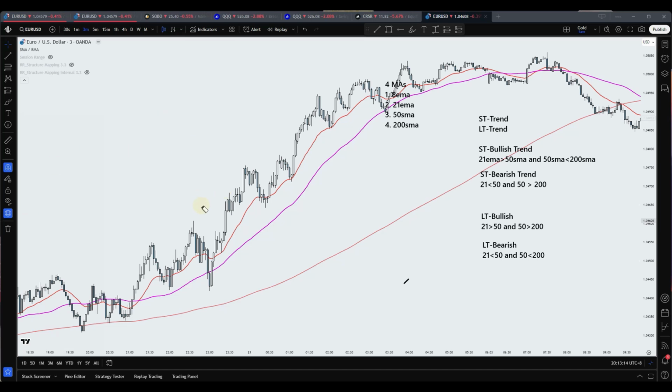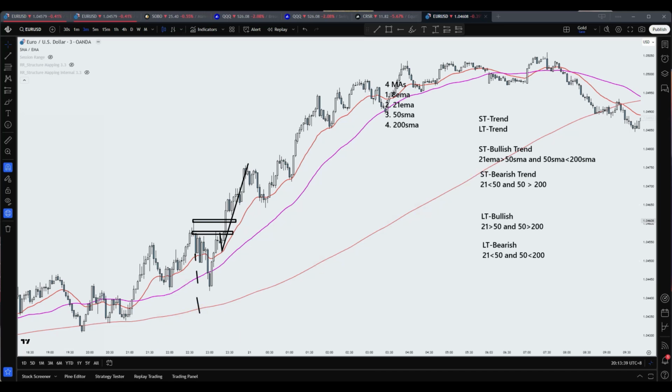Let me clean this up. Look here. Someone is trying to sell here, and that's why you see this is a sell reaction, and then just a face ripping rally. Why? Because 21 is greater than 50, 50 is greater than 200. Why on earth is anyone trying to sell this? I don't understand.